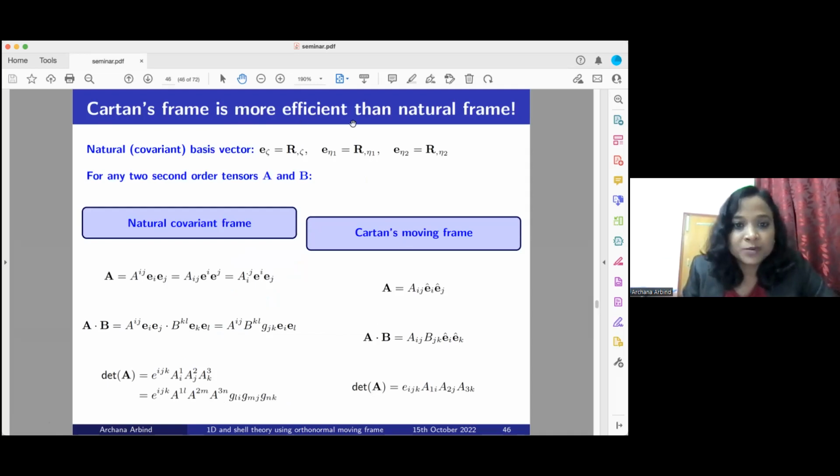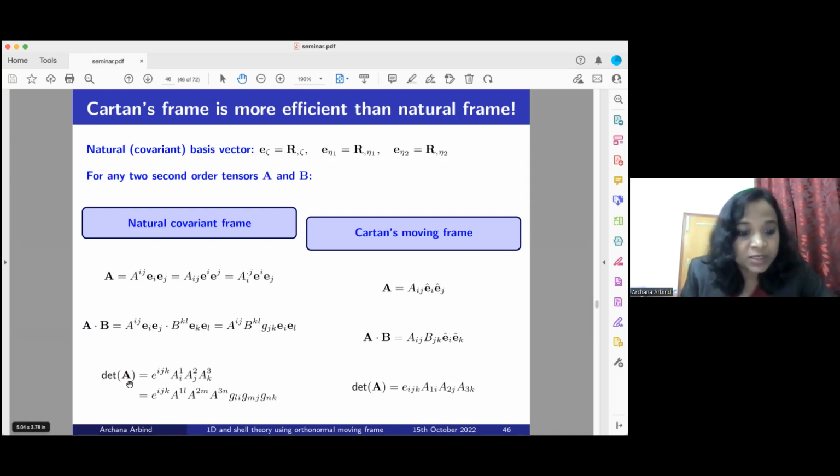So why is Cartan moving frame more efficient? Let me talk a little bit about that. Any tensor represented in the natural covariant frame is like this. The representation could be completely contravariant components, completely covariant components, or mixed form. And in this system of representation of tensors, all these operations are given by this. Here Gij is the covariant metric tensor, and you can see there are 9 components of that. So you can only imagine how many terms there are in this full representation.